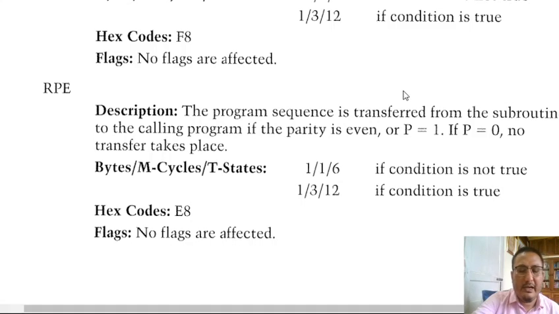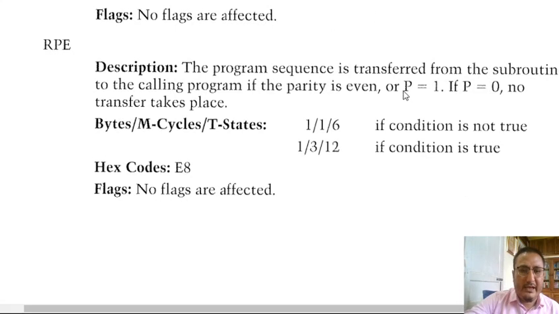So it requires 1 byte, 1 machine cycle and 6 T states if the condition is not true, and it requires 1 byte, 3 machine cycles and 12 T states if the condition is true. Now the hex code is E8 and the flags, none of the flags are affected.